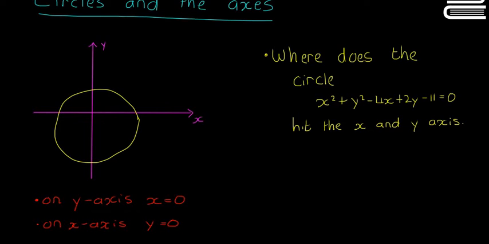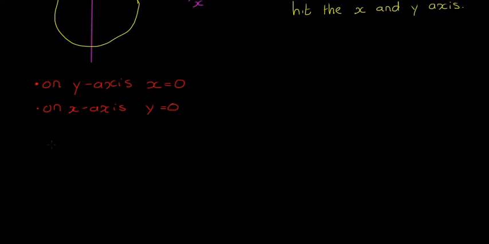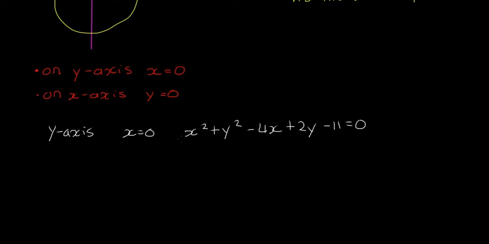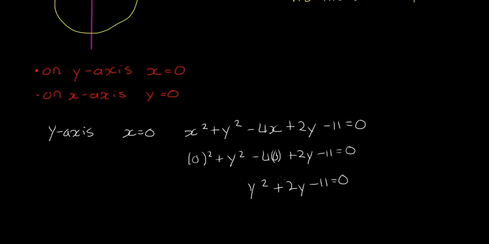So again, to find out where it hits the y-axis, that means x is equal to 0. I'm going to write out the equation of the circle again: x squared plus y squared minus 4x plus 2y minus 11 is equal to 0. If x is equal to 0, we get 0 squared plus y squared minus 4 by 0 plus 2y minus 11 is equal to 0. And we're left with the quadratic in y: y squared plus 2y minus 11 is equal to 0.